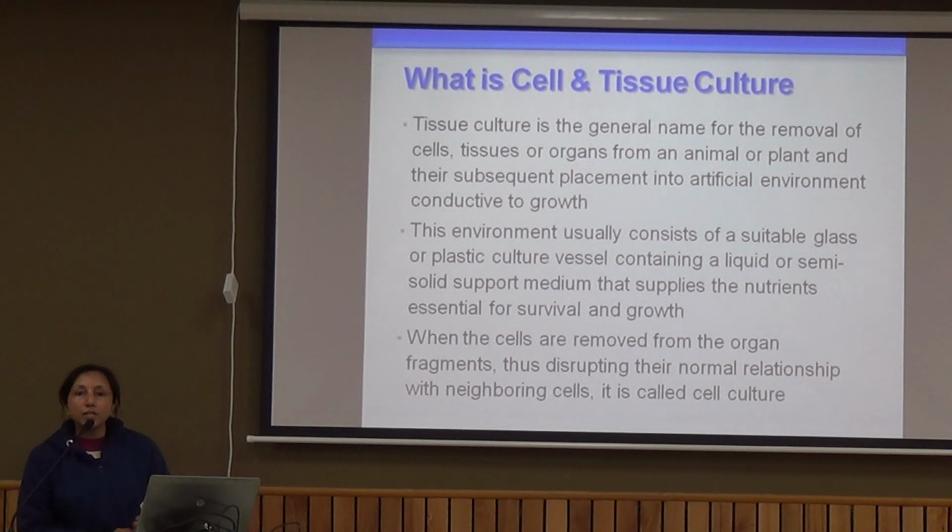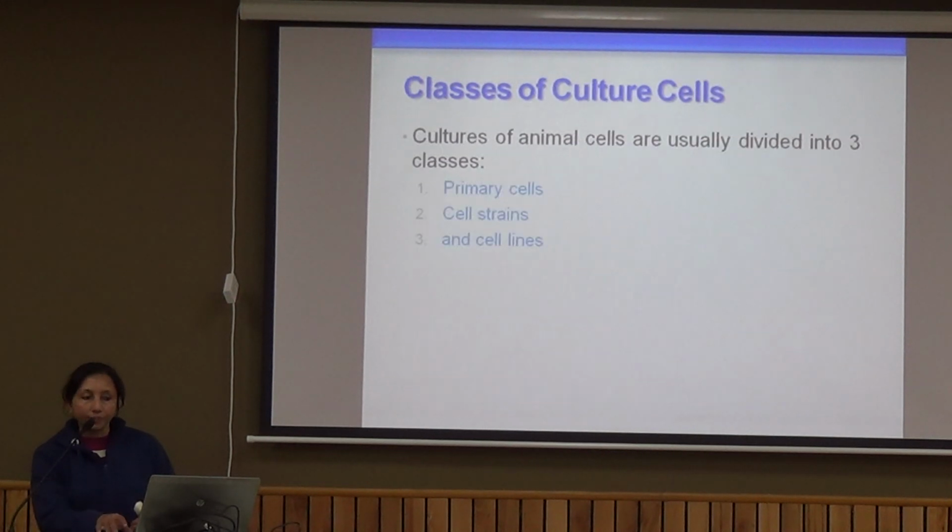In laboratory, we use a glass or a plastic vessel containing liquid or semi-solid support medium which supplies the nutrients for the culture of the cell. When the organs are removed and the cells are removed from the organs, the normal relationship is disturbed and the cells are cultured in the laboratory. It is a cell culture.